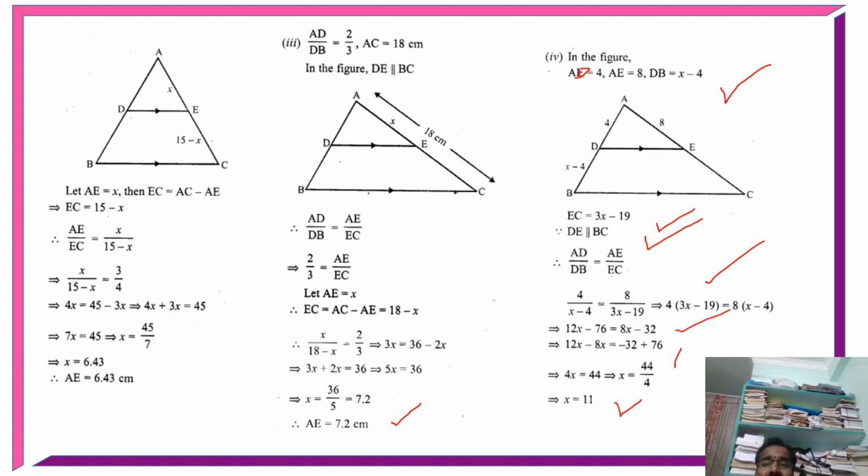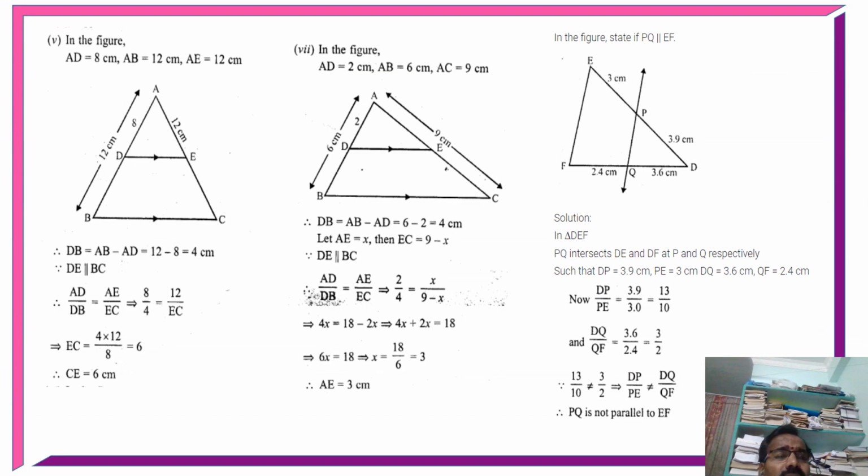So let us go with the next slide. These three problems are similar models of Thales theorem. How to apply it, we discussed. Now let us go with the next slide. According to the next slide, AD is given, AB is given, AE is given. We need to find CE or EC.